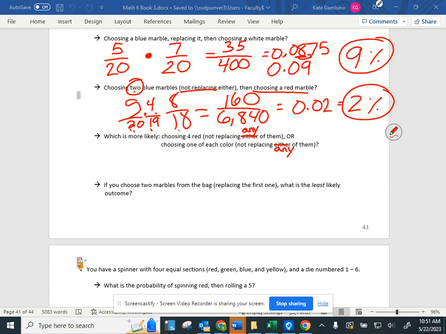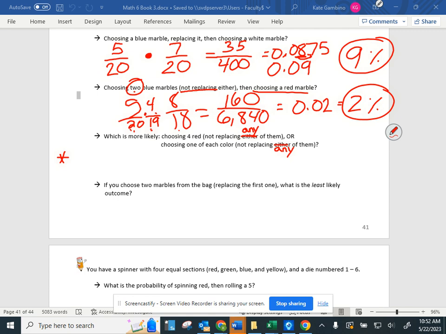How should I answer this question? Any guess? There are 2 parts to this question. So I have to come up with 2 probabilities. What's the probability of choosing 4 red, not replacing them? And what's the probability of choosing 1 of each color? So first, I'm going to do choosing my 4 red. So that's how many events? 4. I'm choosing 4 red marbles, so that's 4 events.